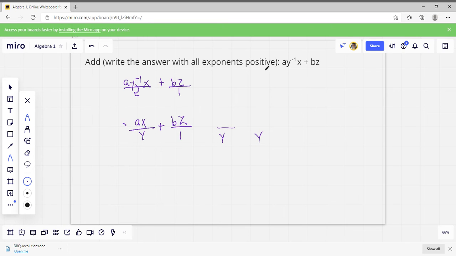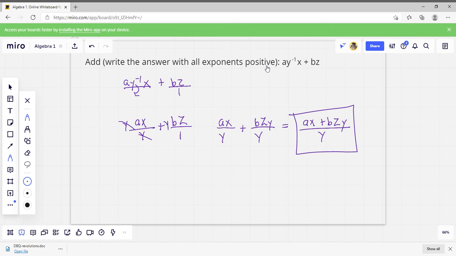So I'm going to have y and y. This one, if I multiplied by y on top, those would just cancel because I already have it. So ax. And then this one, if I multiplied by y on top, I would have bzy. So my answer is going to be ax plus bzy over y. Pretty easy.